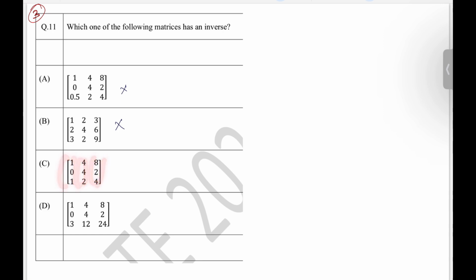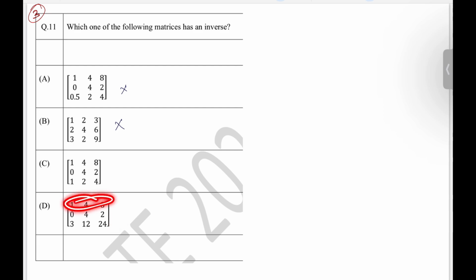So let's look at this, if these columns have any kind of dependency. No, I am not able to see it directly. Maybe there would be, but I will directly jump to this option D. So option D, let's look at the rows first.